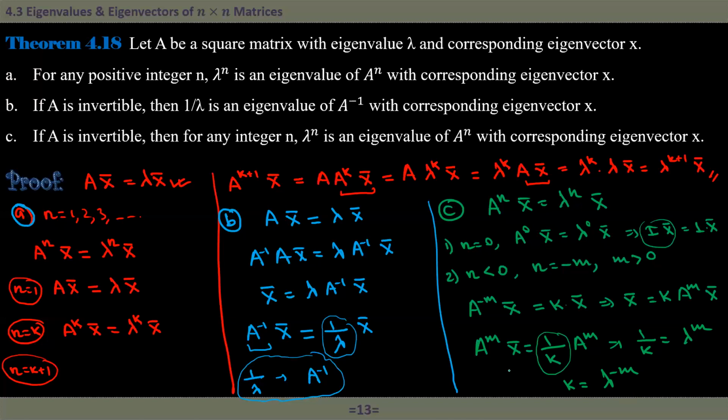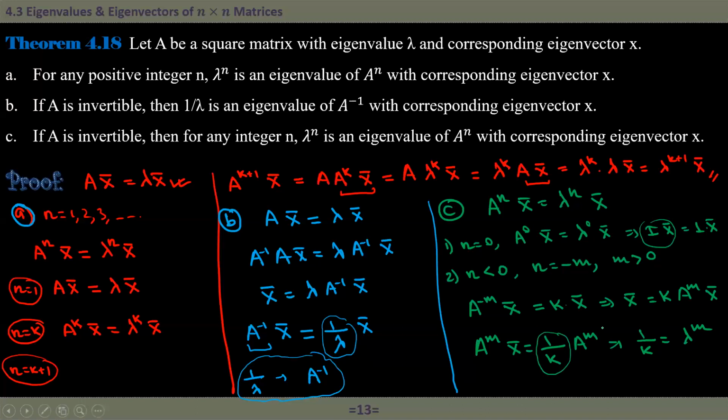So that means that this lambda to the power of minus m. Here, we're talking about this 1 over k. This 1 over k is equal to lambda to the power m.